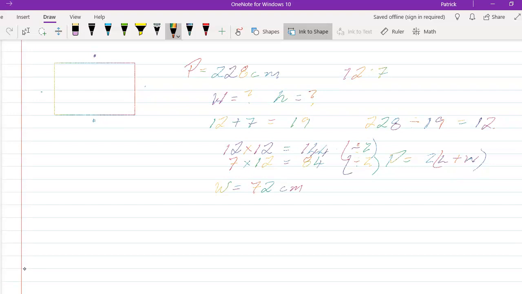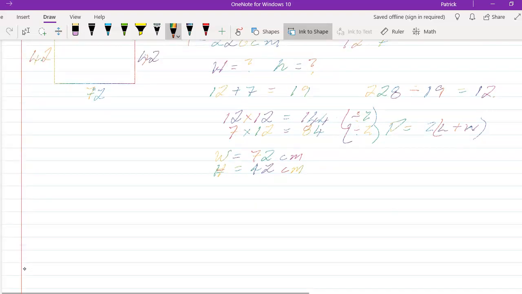And then the height equals 84 divided by 2. Height equals 42 centimeters, which means that's 72, that's 72, that's 42, and that's 42, and you add those, and that equals 228.